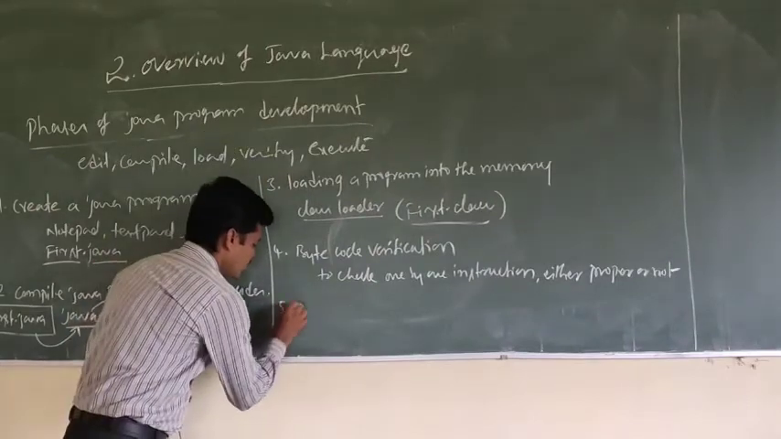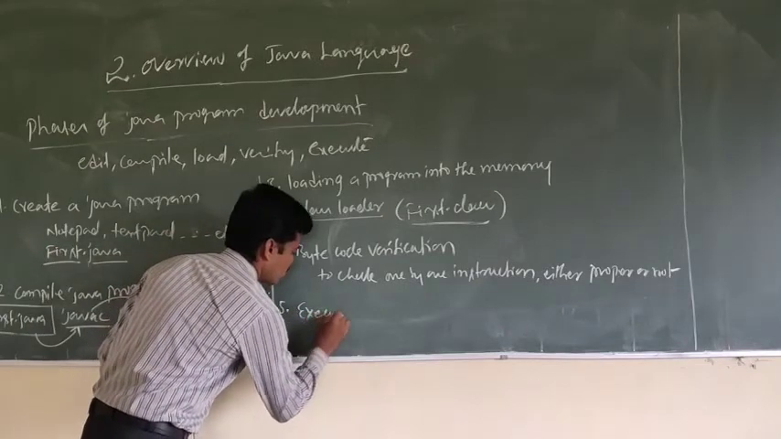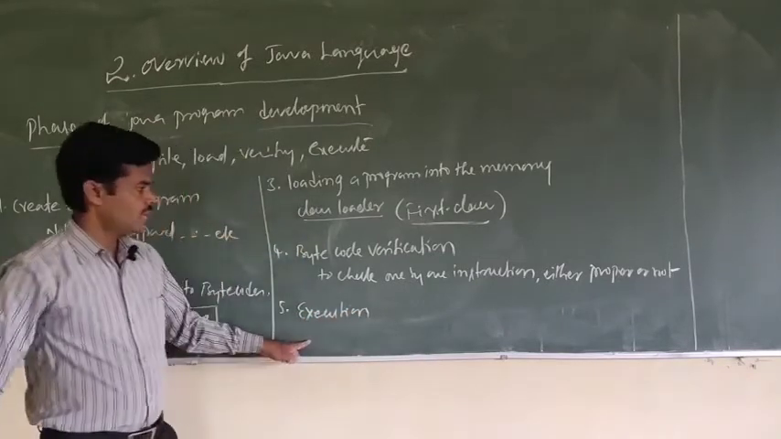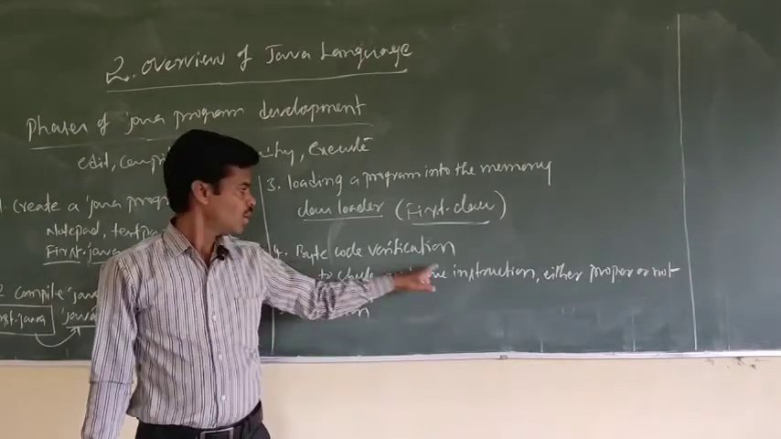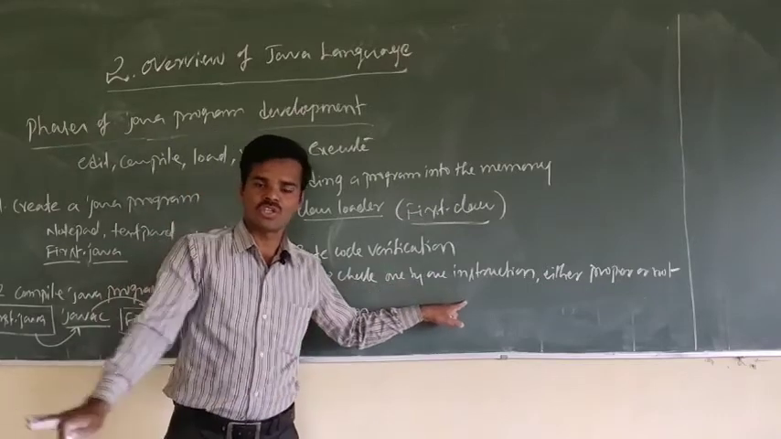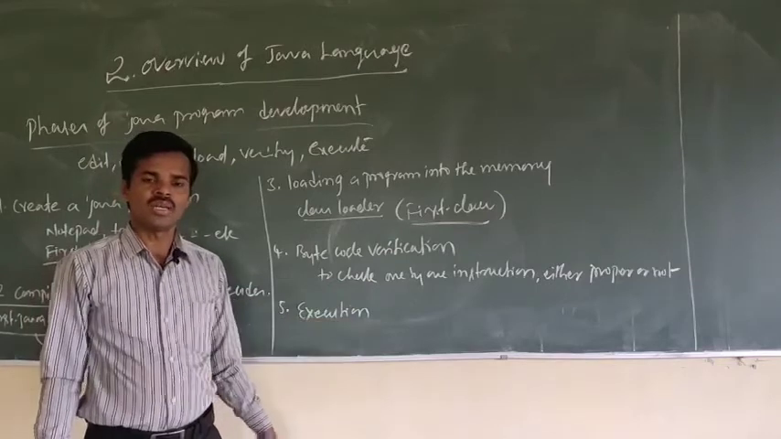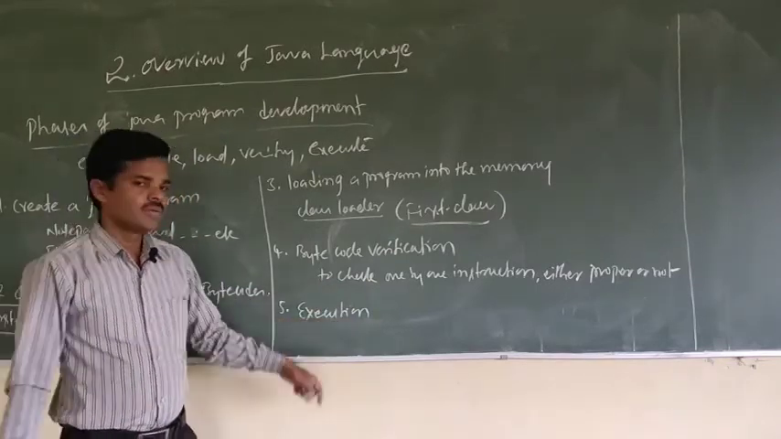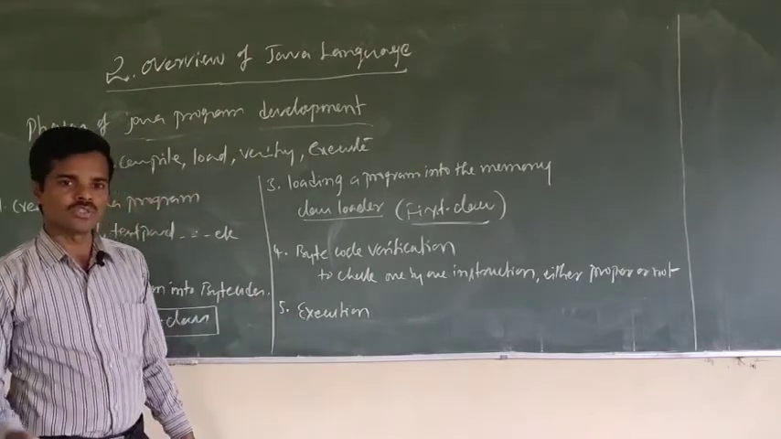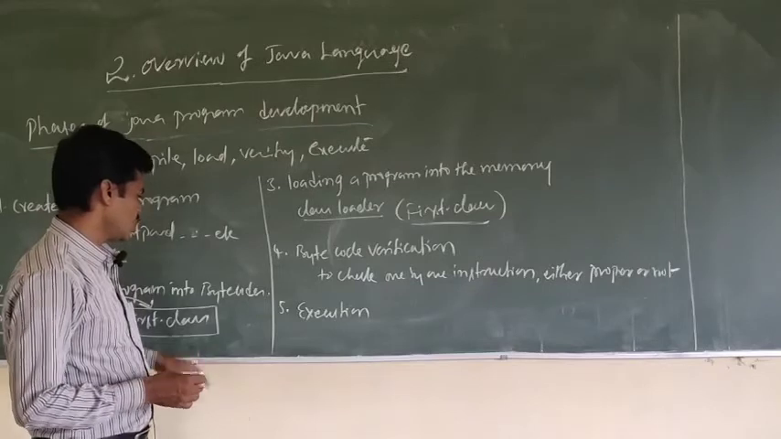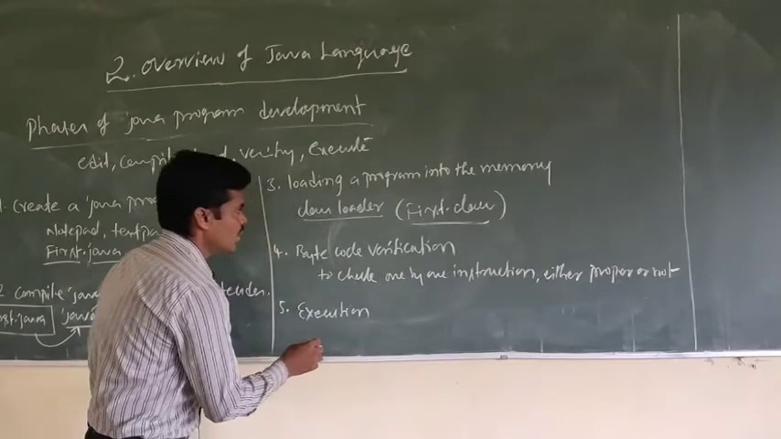Next, fifth one, execution. Once the verification is done successfully, once the bytecode verification has checked all the bytecode instructions, then execution will start, the actual execution will start. Here the JVM will start executing your bytecodes, or the Java interpreter will start executing your bytecodes. Now we are going to run your Java program using the Java interpreter.